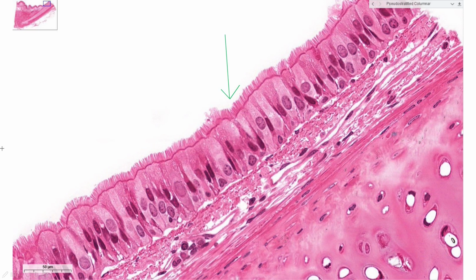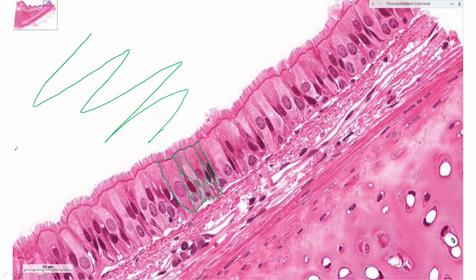I don't see any goblet cells particularly in this section, but you can pretty easily see the pseudostratified cells. A few of them have been highlighted here. The lumen is the opening of the organ, and on the opposite side of the lumen is the basement membrane. All of the cells are attached to the basement membrane.